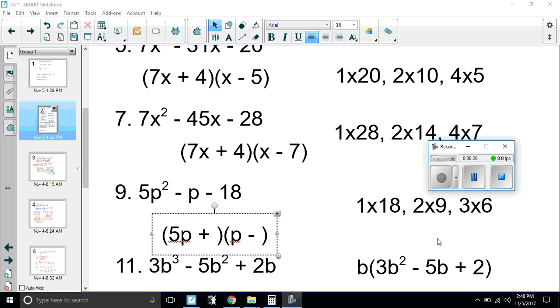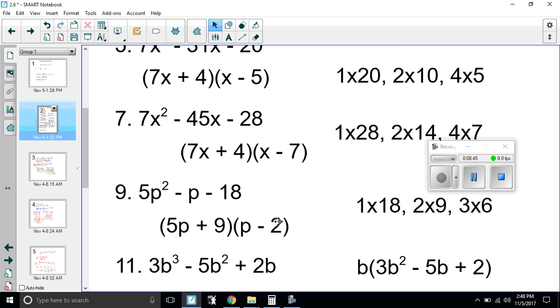So let me go to 2 and 9. 5 times 2, I know will give me negative 10p when I check my outside. And then 9 times p will give me positive 9p. So negative 10 plus 9 is negative 1. So there is that quadratic expression factored.